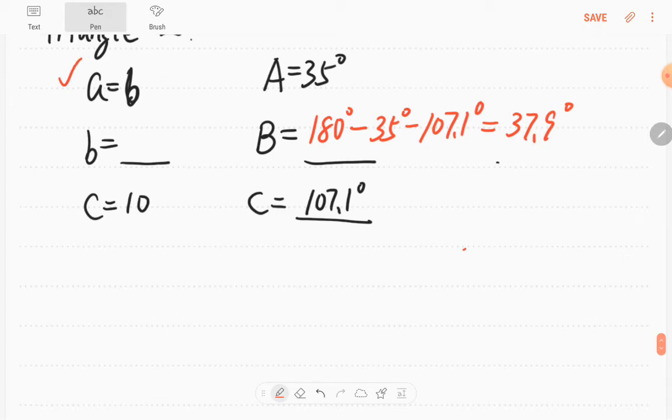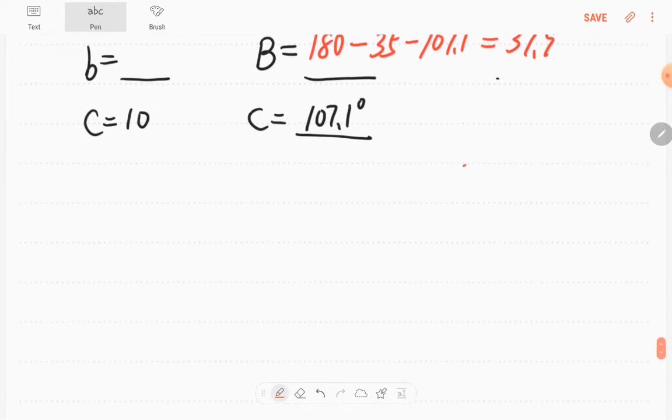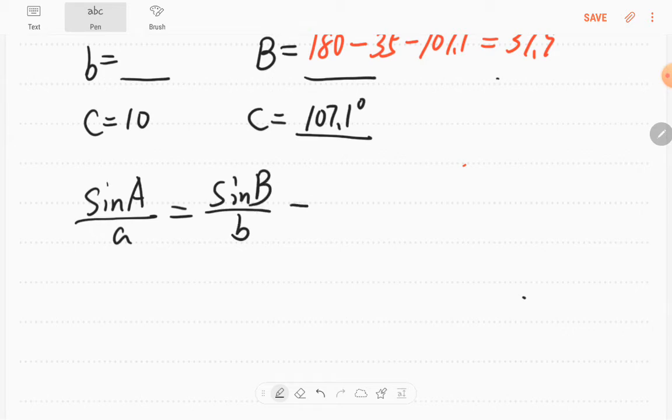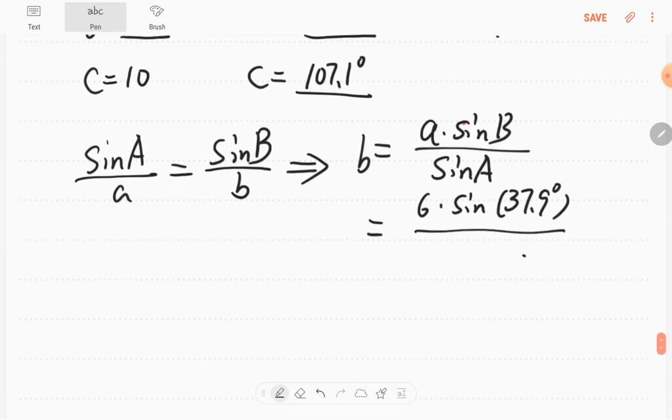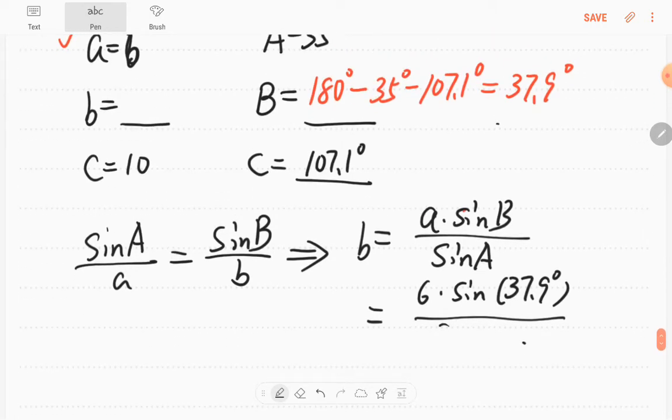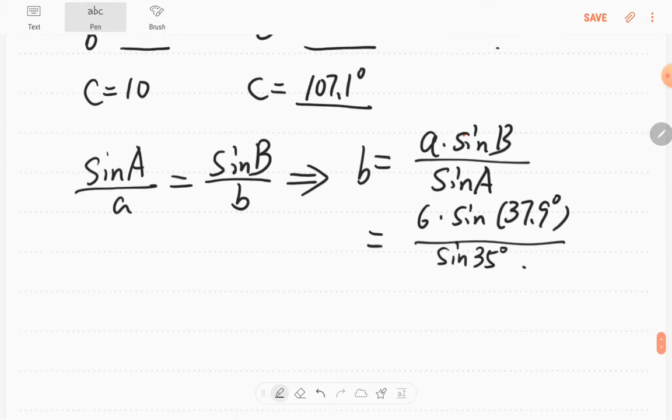So we have this pair, and we can use the law of sines to calculate side B. Sine A over side A equals sine B over side B. So this tells you that B is equal to A times sine B over sine A. A is equal to 6, so B equals 6 times sine 37.9 degrees over sine A, where A is equal to 35 degrees.